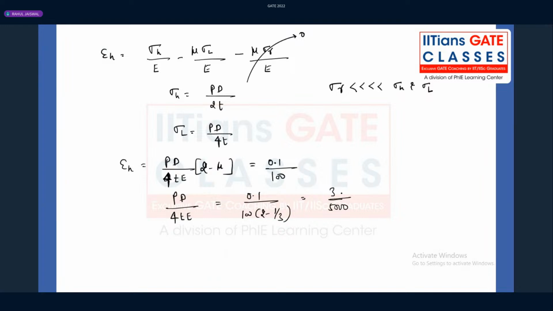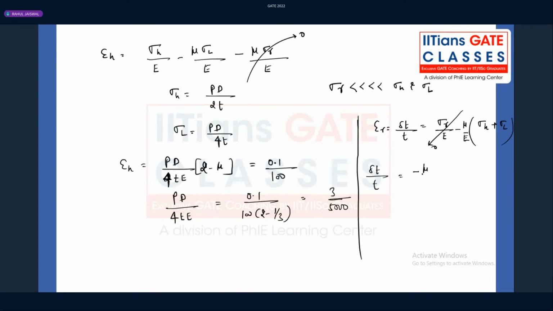Now what we need to find? We need to find the change in thickness over the original thickness. So directly we need to find the radial strain. What is the radial strain, guys? Change in thickness by original thickness, which is nothing but sigma r upon E minus mu into (sigma h plus sigma L) upon E. But sigma r is zero because everybody knows that it's very, very small as compared to hoop as well as longitudinal stress in the thin cylinder. Then what we can write here, guys? Here delta T divided by T is nothing but minus mu divided by E, (PD divided by 2T plus PD divided by 4T).